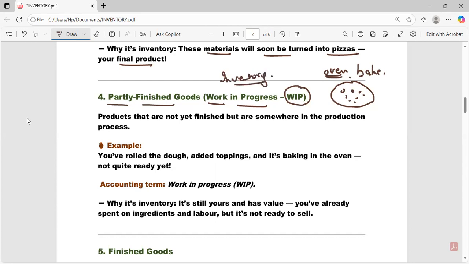right? Why is it our inventory? Because we have put our value in it, we have put in our ingredients, we have put in our labor. It's not yet ready, so I'll call it work in progress, but it is my asset. I will call it inventory because I have put all the hard work, all the value in that particular pizza, right?